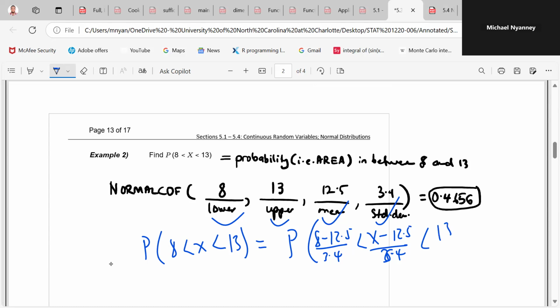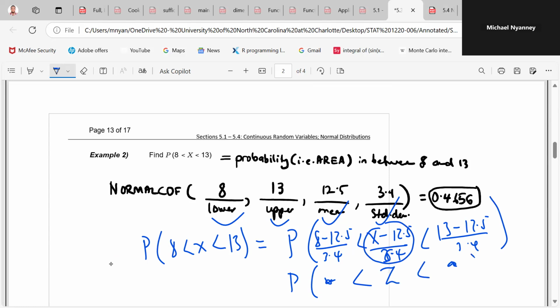So the upper bound is 13 minus 12.5 all over 3.4. So this tends to, it's going to be the probability of a value here. You're going to get a value here. It's less than, so this is our Z. So this is the Z formula. So we bring Z and we're going to get another value here. Okay, so you've converted everything to Z. So this should be your lower bound and this should be your upper bound.